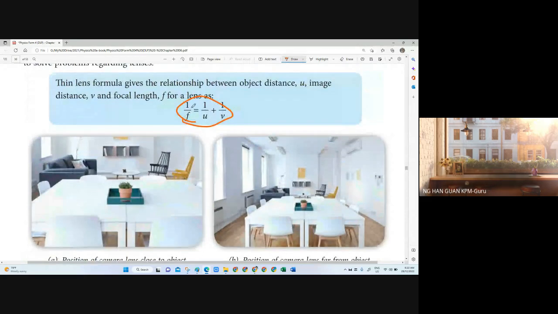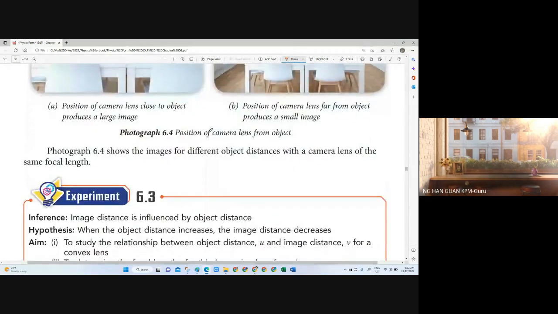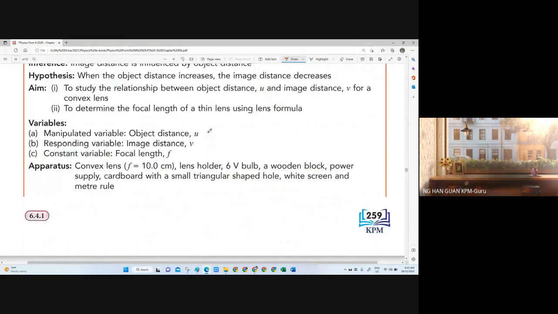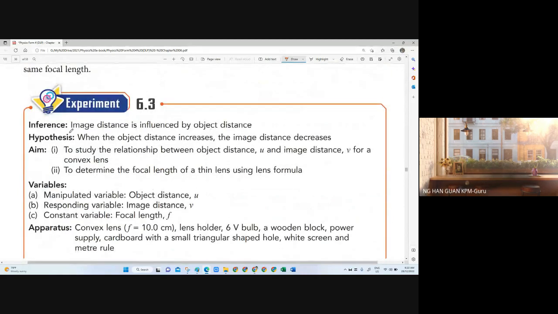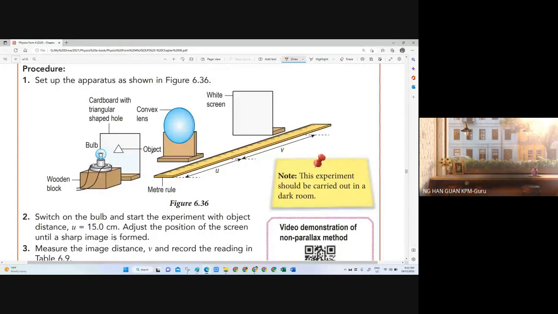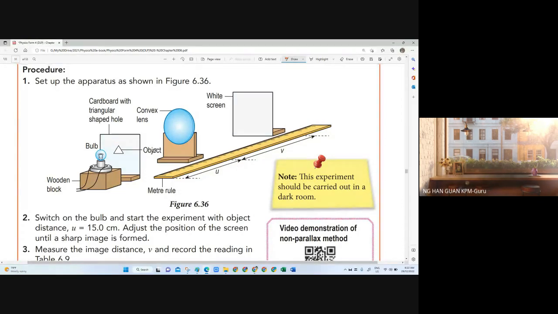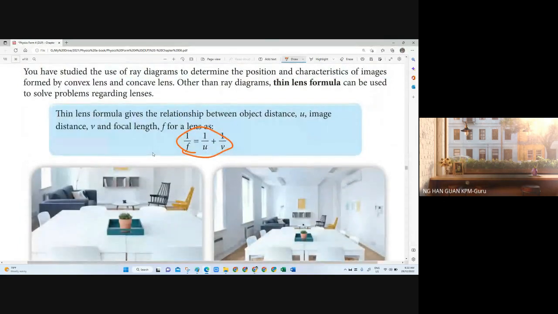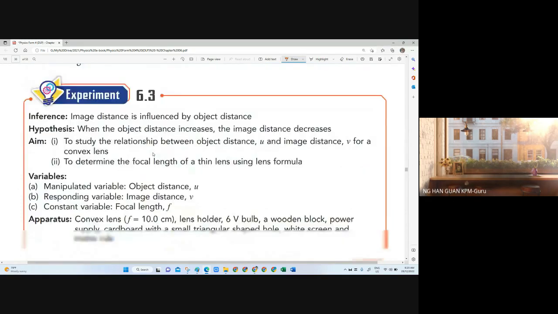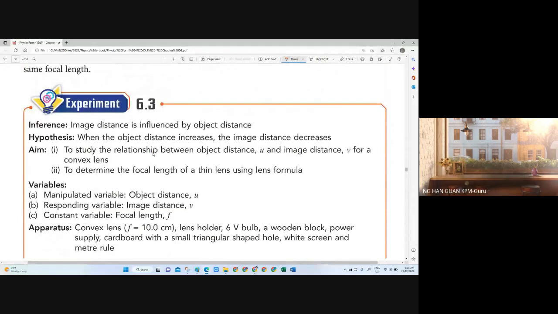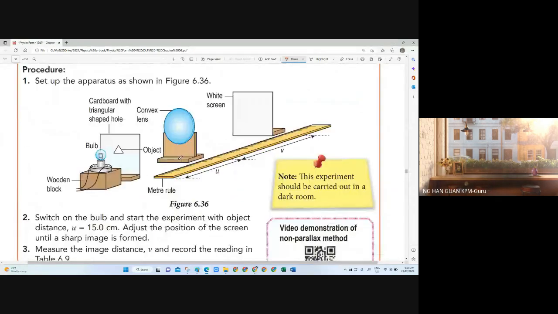So these equations, this formula, as given here, is experiment 6.3. Actually, we use this experiment to determine the focal length. By using these equations, the objective is to use the object distance and the image distance to determine the focal length. So through this experiment, we determine the focal length.